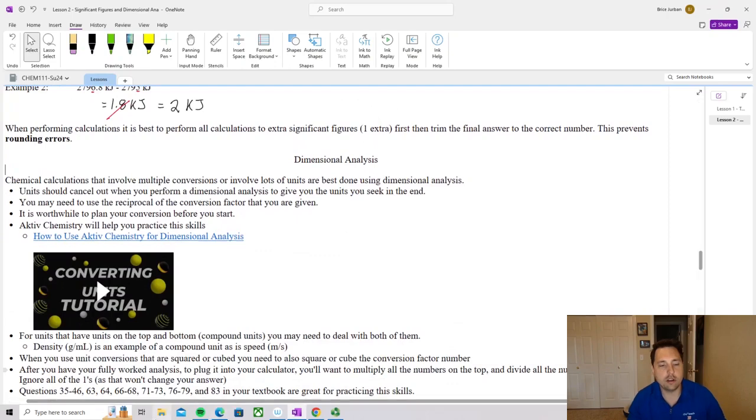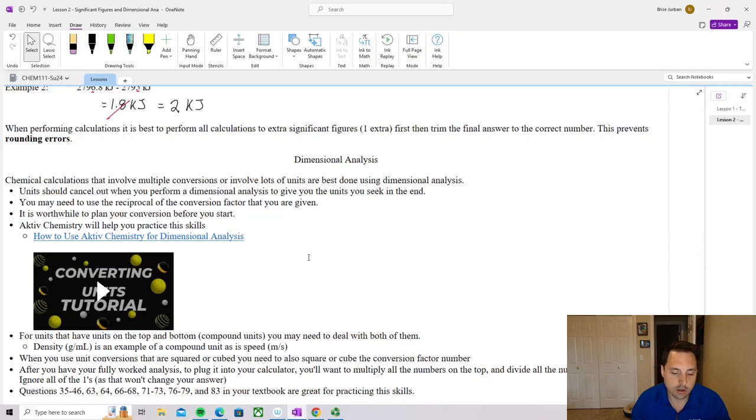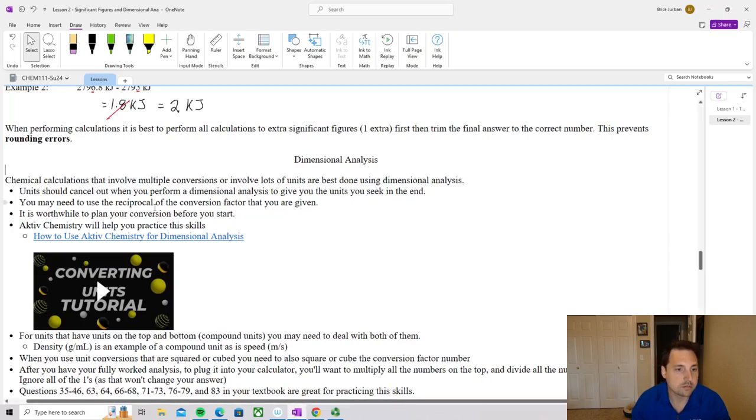All right, so here we are getting to the most important part of this lesson, and it's how to make use of chemical calculations involving both scientific notation and the correct number of significant figures. Here are a couple notes when you're doing dimensional analysis. This method is going to help you cancel out units. So whenever you perform a dimensional analysis, it will give you the units that you seek in the end.